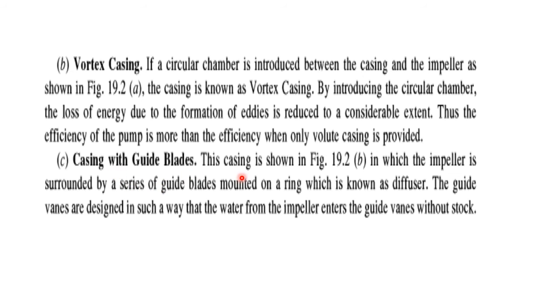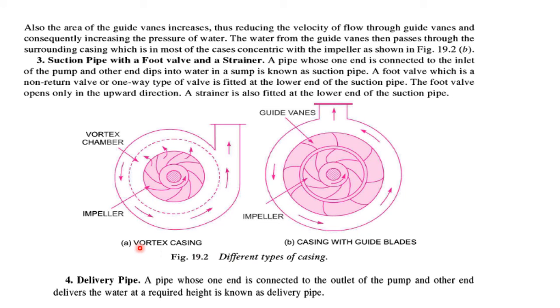The third one is the casing with guide blades. This casing is shown in figure 19.2b, in which the impeller is surrounded by a series of guide blades mounted on a ring which is known as a diffuser. The guide vanes are designed in such a way that the water from the impeller enters the guide vanes without shock. So this is the figure of vortex casing, and this is the figure of casing with guide blades. This one is the impeller, this is the vortex chamber, and this is the casing. In this one is the impeller, and this is the guide vanes.